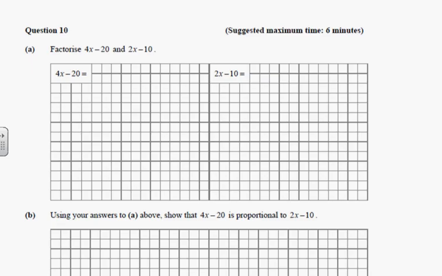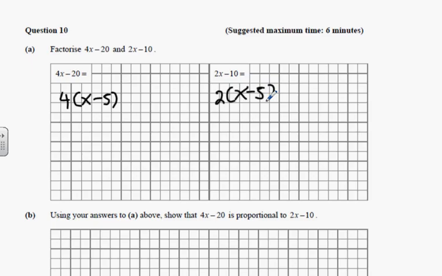Factorise. What do they have in common? 4. 4 into X minus 1. Then 2 into? Use your answers to A above. Show that this one is proportional to this one.